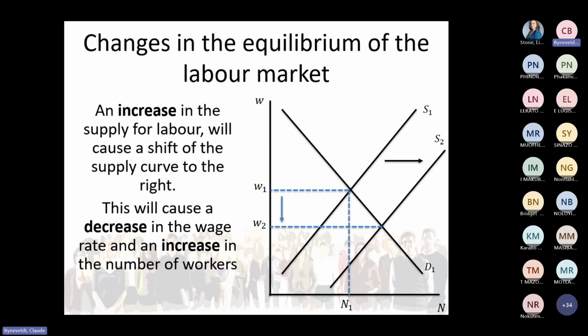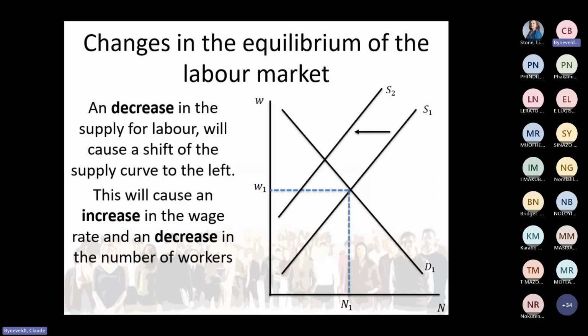An increase in the supply of labor will cause a shift of the supply curve to the right. So you can work through this example as well. You will see there will be a decrease in the wage rate. Who supplies labor is workers. If there's an increase in the supply of labor, more labor will be supplied, and there will be a decrease in the wage rate. Ceteris paribus, the demand for labor remains the same. You can see D remains the same.